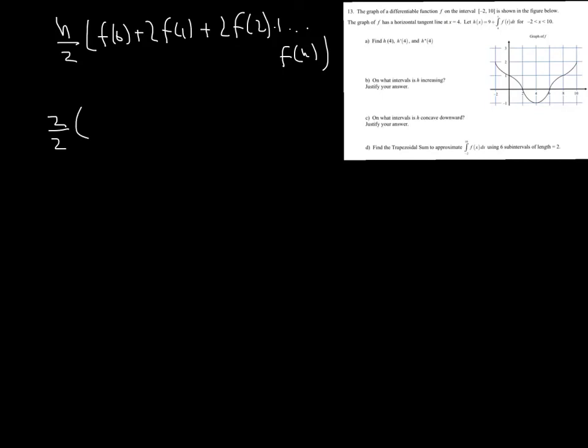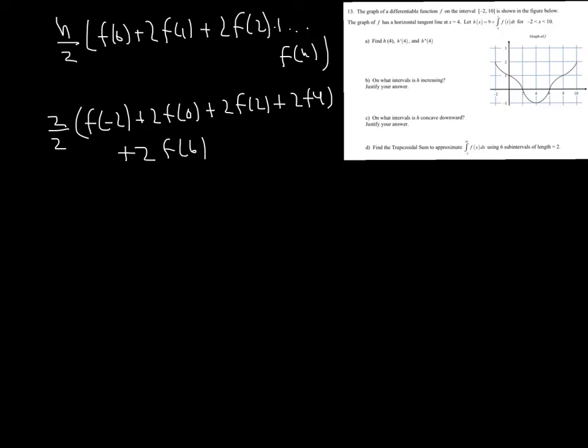And then we're going to use our leftmost point, so that's going to be f of -2, plus 2 f of 0 plus 2 f of 2 plus 2 f of 4 plus 2 f of 6 plus 2 f of 8 plus only 1 f of 10. And we got to plug all those values in. So 2 over 2, I'm just going to call that 1.